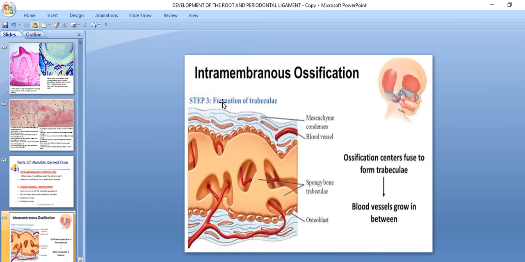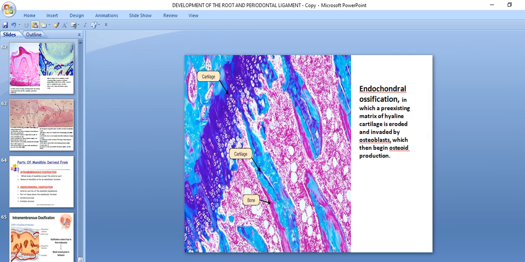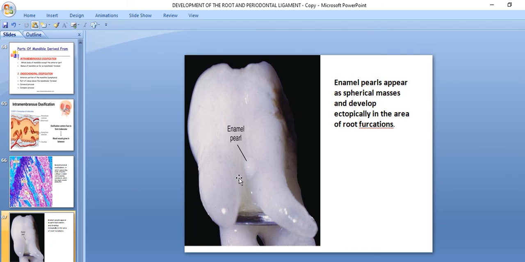Here in intramembranous ossification, the ossification centers fuse to form trabeculae, and blood vessels grow in between these trabeculae, in the gaps between them. The other way of ossification is endochondral ossification, in which the pre-existing matrix of hyaline cartilage is eroded and invaded by osteoblasts, which then begin osteoid production. And here you can see the remnants at the bifurcation of roots.